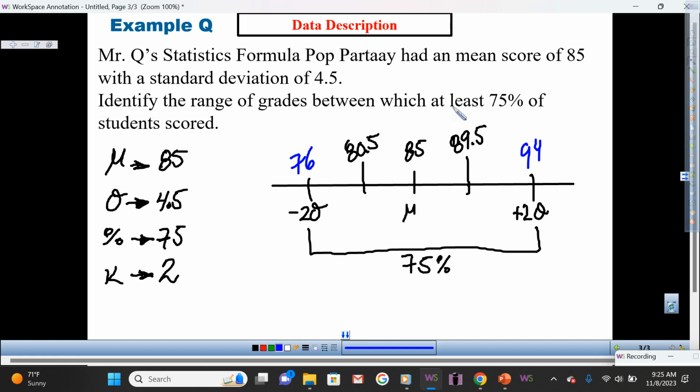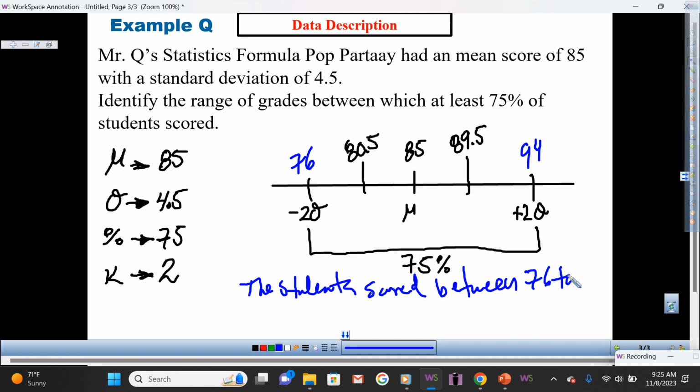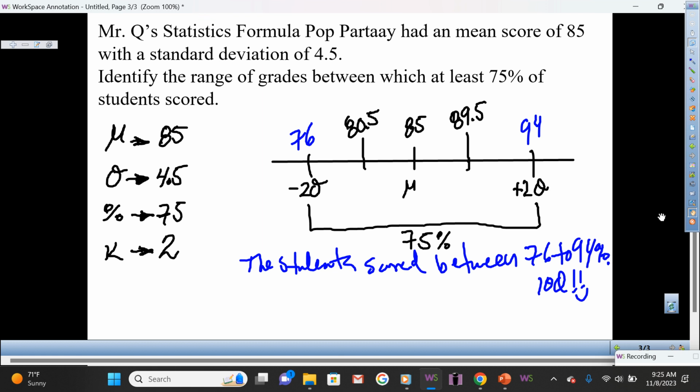Therefore, let's write a conclusion. Identify the range of the grades between which at least 75% of the students scored. The students scored between 76 to 94%. 10Q. Ooh-wee. You're like, that's it? That's it.